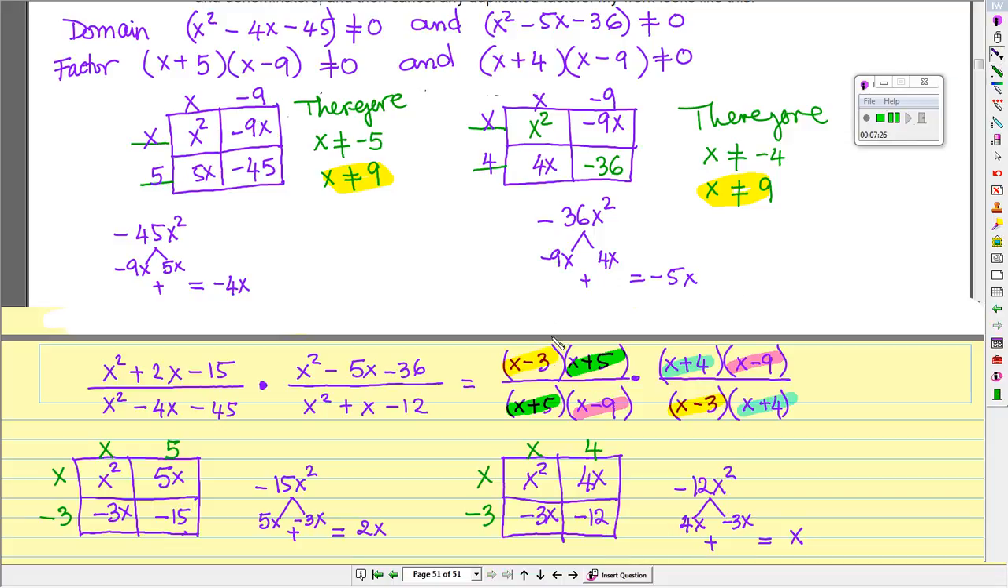When you divide, it gives you a 1. So think about it as 1 times 1 times 1 times 1. Therefore, your final answer will be just 1 over 1, or just 1.